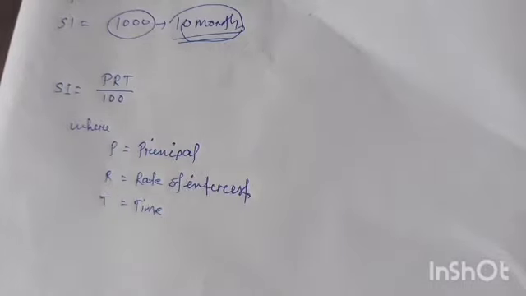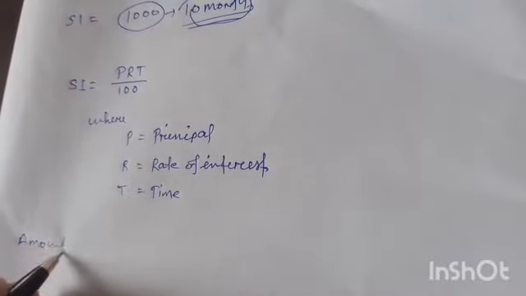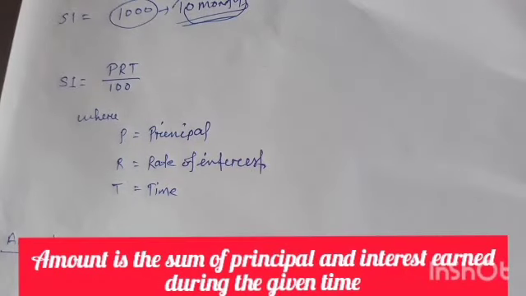Okay, so now after knowing simple interest a little, we have to know the amount. What is amount? See, amount is the sum of principal and interest earned during the given time. Amount is the sum of the principal and interest earned during the given time.